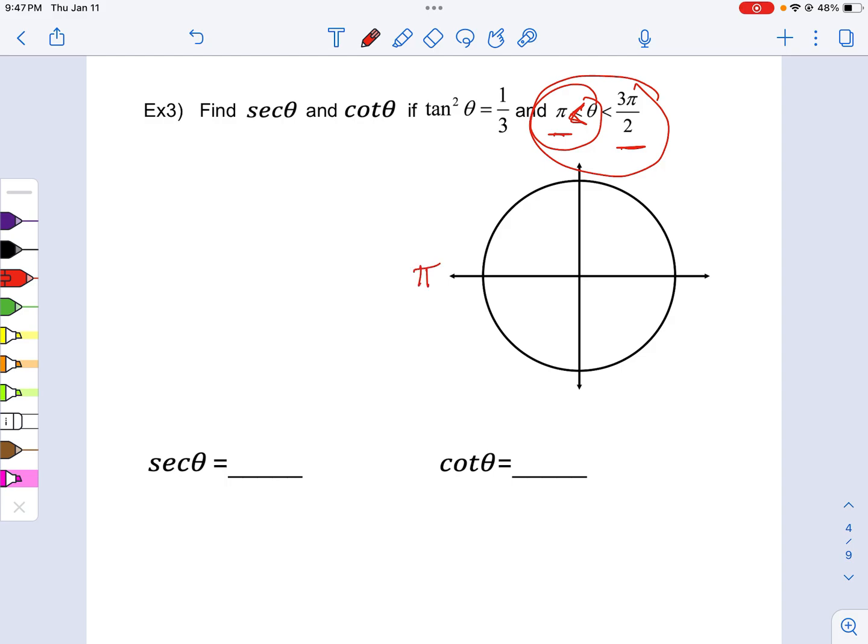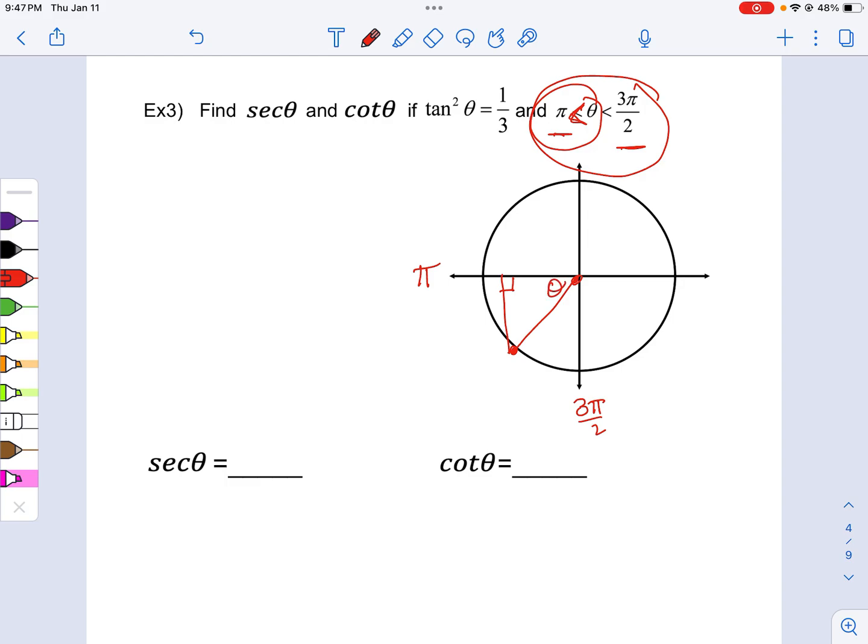Well, I know pi is here, and I know 3 pi over 2 is down here. So basically it tells me that that angle has to be in quadrant 3. So I know my theta is going to come from the origin. My radius is going to touch the side, and then it's going to come back down to the x-axis, and theta always has to touch that origin.